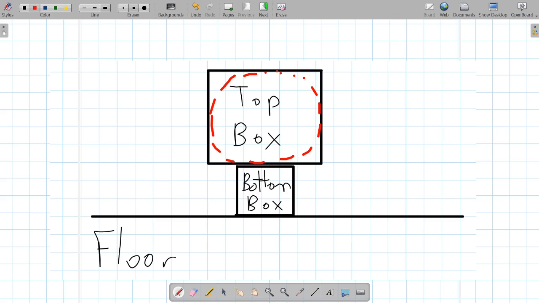So, how many forces do I have acting on the top box? Well, it should be obvious to you all that we have two forces acting on the top box. There is a force of gravity pulling downward because the Earth itself is pulling on the top box toward its center. There's also a normal force acting on the top box because this bottom box is in contact with the top box. So the surface of the bottom box pushes upward on the top box. So I'm going to draw a normal force there to illustrate that.